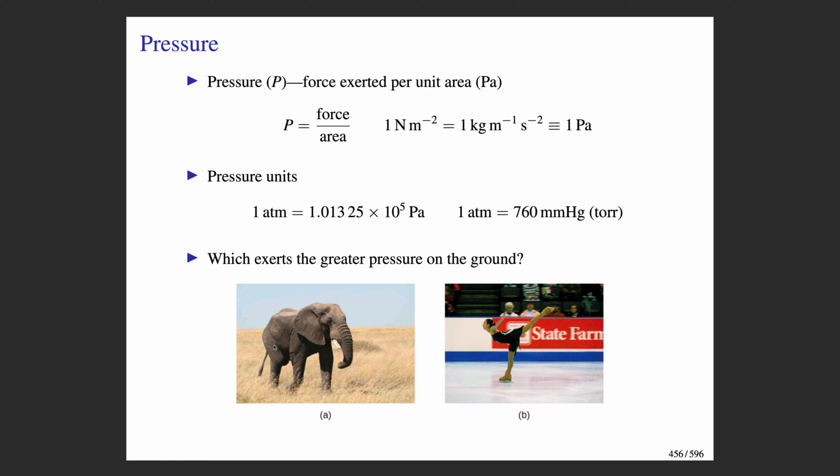Obviously, the elephant has the larger mass. However, the elephant's feet have a larger surface area than the blade of the skate. And it turns out that the ice skater actually exerts more pressure because the area of contact between her foot and the ice is so much smaller than it is for the elephant, even though it has a much larger mass. In fact, the pressure is so great that it causes the ice to melt slightly, which is what allows the ice skater to glide across the surface.